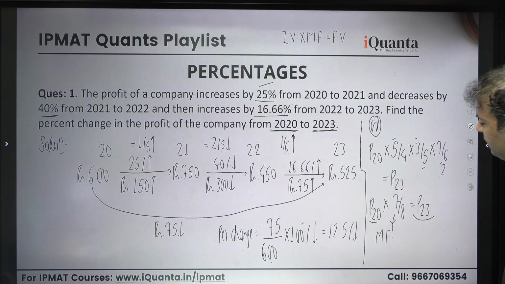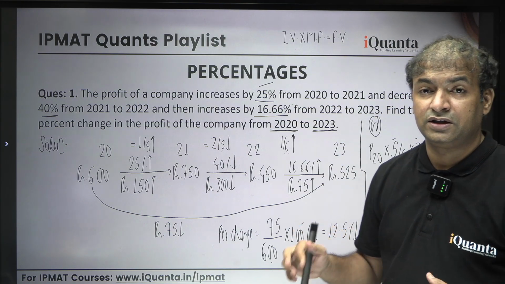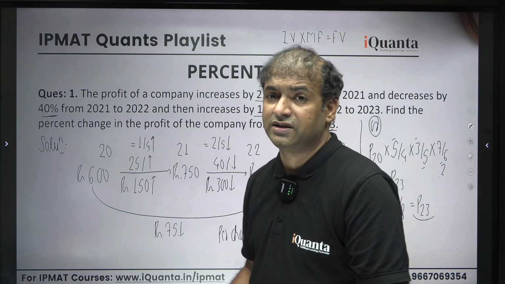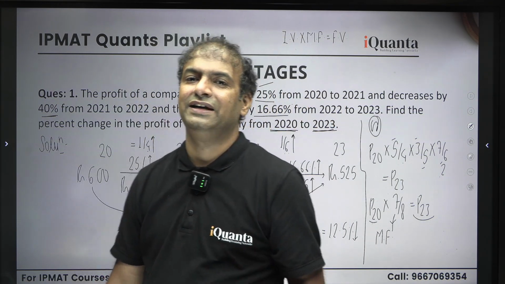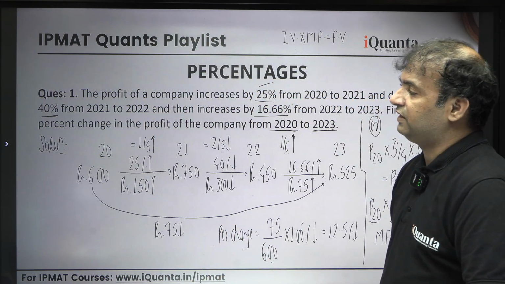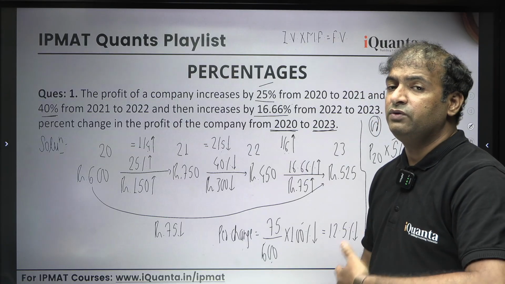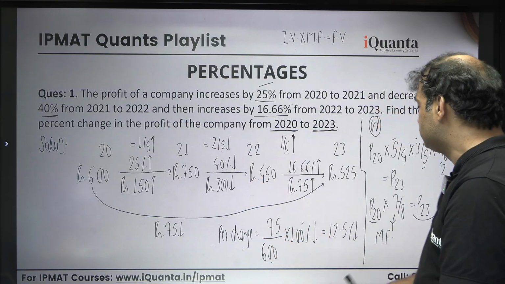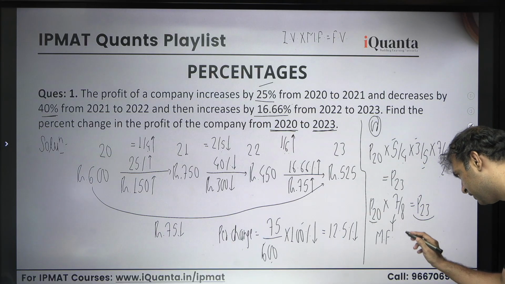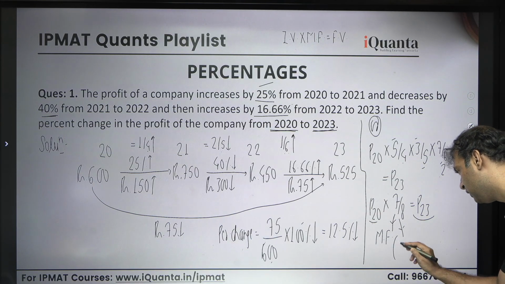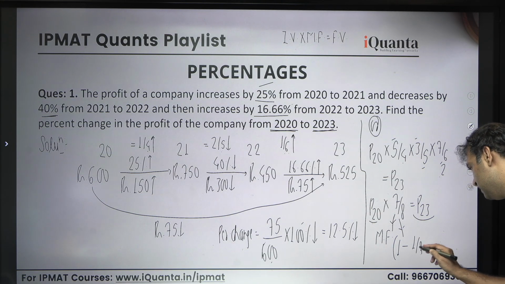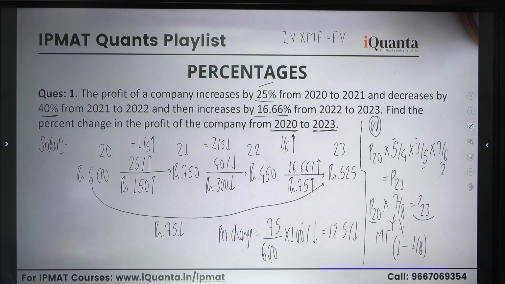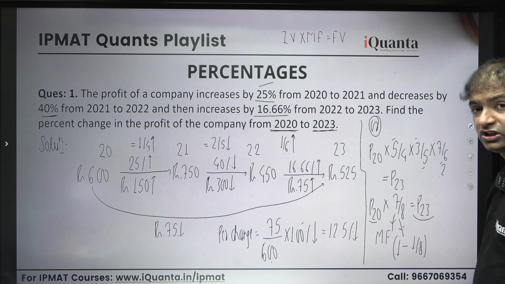Now multiplication factor is 7 by 8, that means it is less than 1. It means this is definitely the percentage decrease, right? Now how do we find the multiplication factor in case of percentage decrease? We used to say 1 minus the fraction conversion of the percentage decrease. So let's write it in the form of 1 minus. See, 7 by 8 we can say is 1 minus 1 by 8. That means 1 by 8 is the fraction conversion of the percentage decrease here.